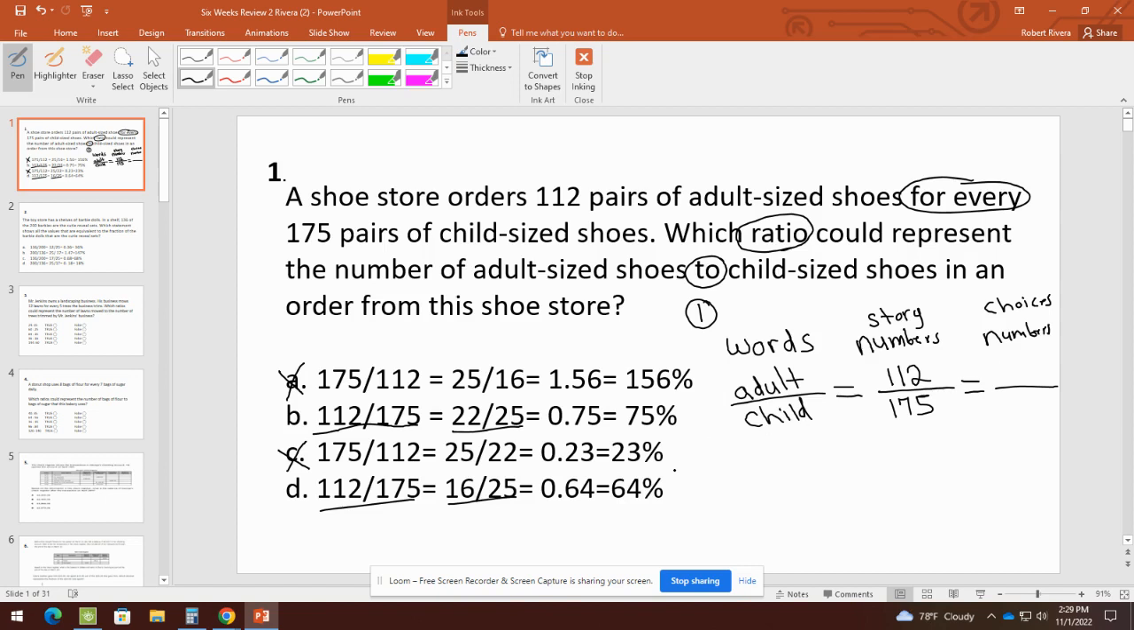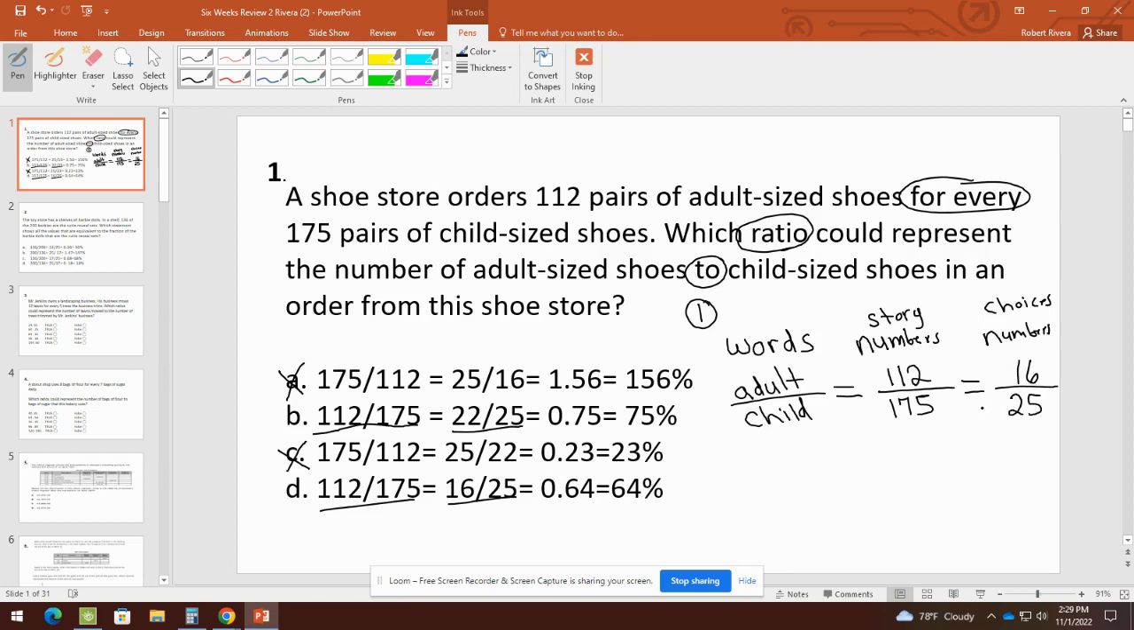Now, let's be smart about this. These are pretty close to each other. 22 and 25 are 3 away. These are not close to each other. So I'm going to go with D because these are pretty far away from each other. So I'm going to start with choice D. I'm going to put over here 16 on the top, 25 on the bottom.